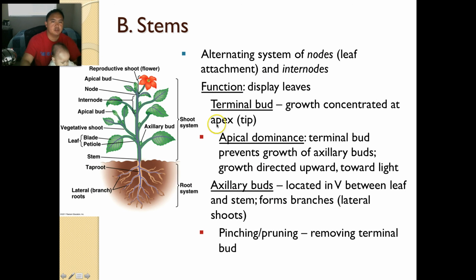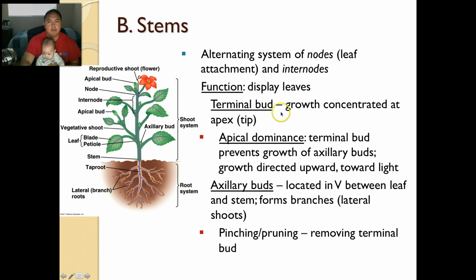So those are roots, and then we'll talk next about stems. So here are the stems of a plant. You know where a stem is. It's an alternating system of nodes or leaf attachment. So basically, the leaf attaches here, then nothing, then leaf, then nothing, then leaf. So it attaches, alternating. Its function is to display the leaves. So the whole reason why we have a stem is just so that we could show the leaves.